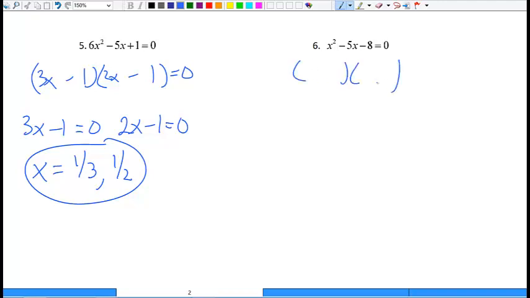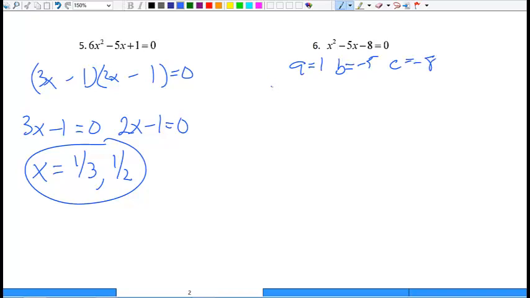There is just no nice way to factor that. So, 8 factors would be 1 and 8 and 2 and 4, and there's just no combination to get a 5 out of that. So factoring is not going to be the best method, which means we're going to go with quadratic formula. So a is 1, b is negative 5, and c is negative 8.